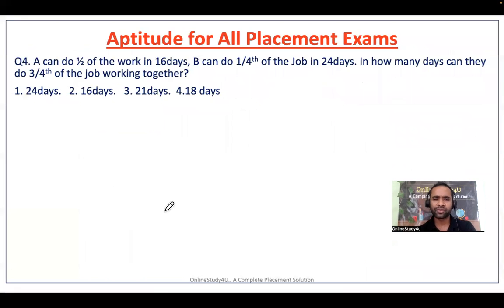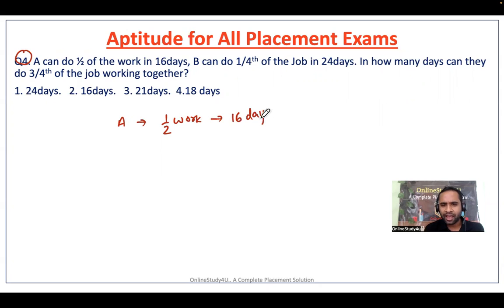Okay. Now, so friends, question number 4. A can do 1/2 work in 16 days. So A is able to do 1/2 of the work in 16 days. Friends, it is very, very simple. See, half work you are able to do in 16 days. So the complete work you will be able to do in how many days? Sir, 32 days. That means what we are doing, we are multiplying with 2. So 16 into 2, 32 days.